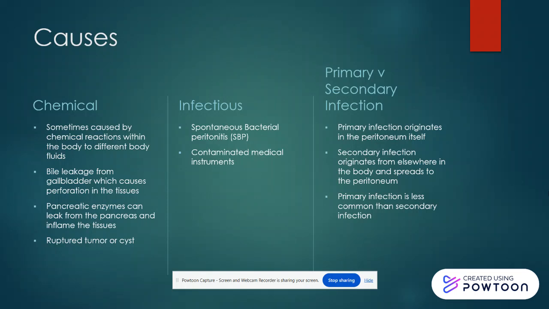Chemical causes that are pretty common are bile leakage from the gallbladder, which causes a perforation in the tissues, and pancreatic enzymes can also leak from the pancreas, which can inflame the peritoneum. Another common chemical cause is the rupturing of tumors or cysts. Some infectious causes are SBP, spontaneous bacterial peritonitis, which is the buildup of fluid within the abdomen that becomes infected by bacteria. Contaminated medical instruments are also another common cause of peritonitis.